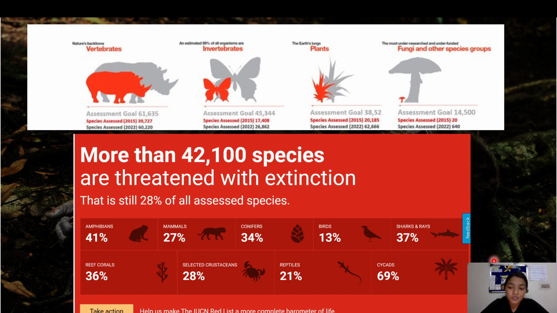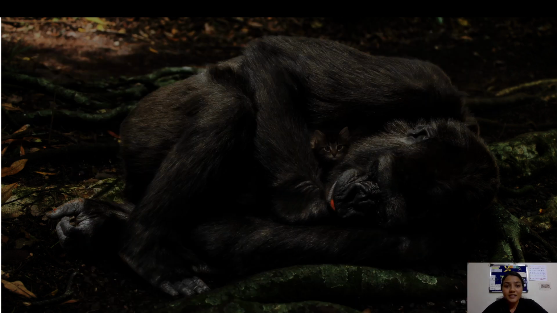preserve our biodiversity. So you can go to this website, which is IUCN Red List of Threatened Species, or you can just write iucnredlist.org. You can go to that website and you will get a lot of data related to the IUCN Red List.